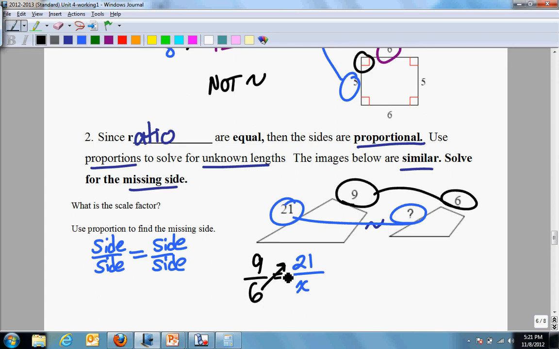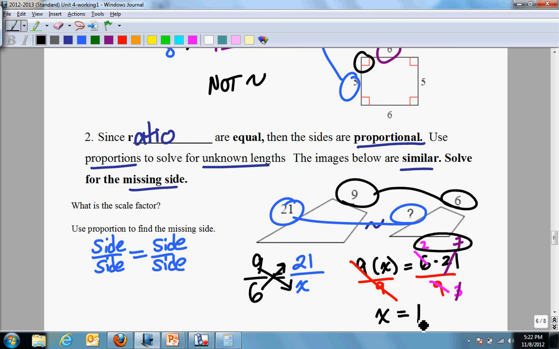From here, you cross multiply. To solve for x, I'm going to divide by 9. Because I didn't multiply, it's really easy to factor this out. 6 goes into, 3 goes in here twice. 3 goes in here 3 times. Then we can do this. 3 goes in here 7 times. So the answer is 2 times 7, which is 14.